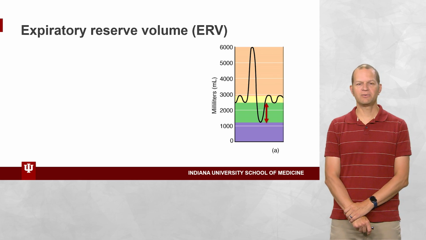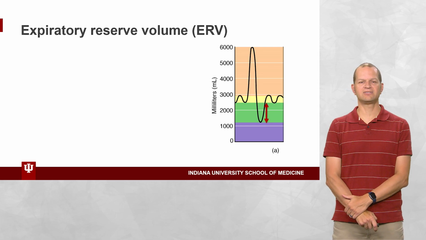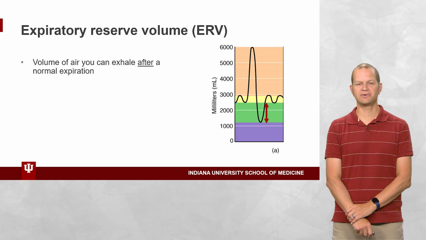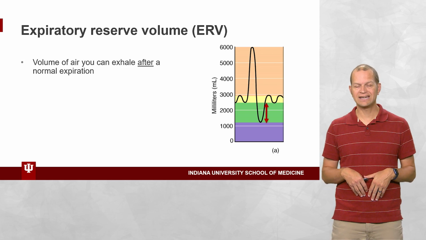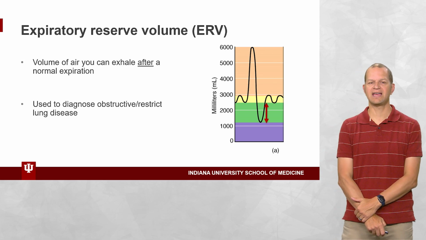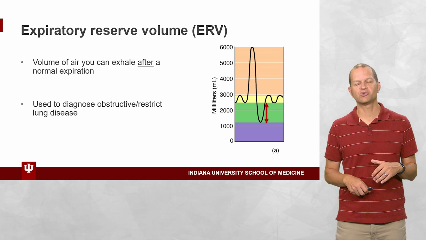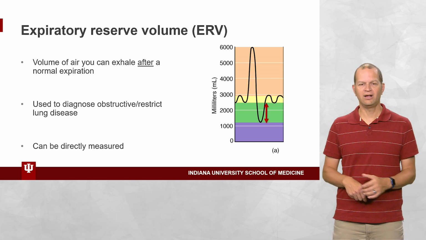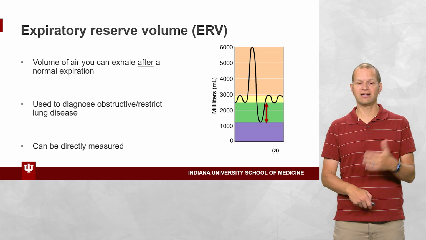Next, we got expiratory reserve volume. So it's the green section of this figure. It's where the arrow's at. So it's very similar to inspiratory reserve volume. So this would be take a normal breath of air out. And as you're getting ready to breathe in, instead of breathing in, breathe out as much air as you possibly can. Okay. We actually use this to diagnose whether or not someone has some sort of lung disease. We can also directly measure this. Okay. So these first 3 volumes we can directly measure.